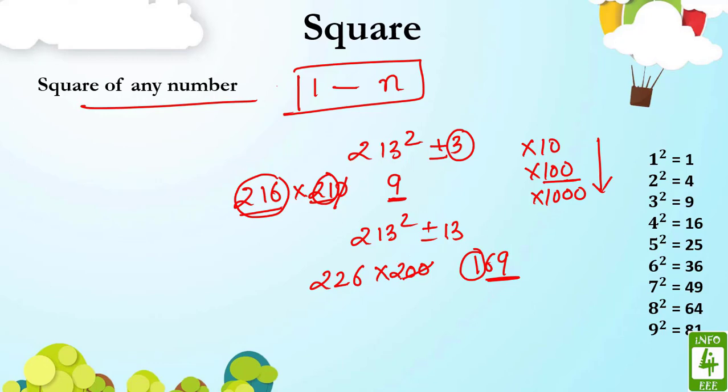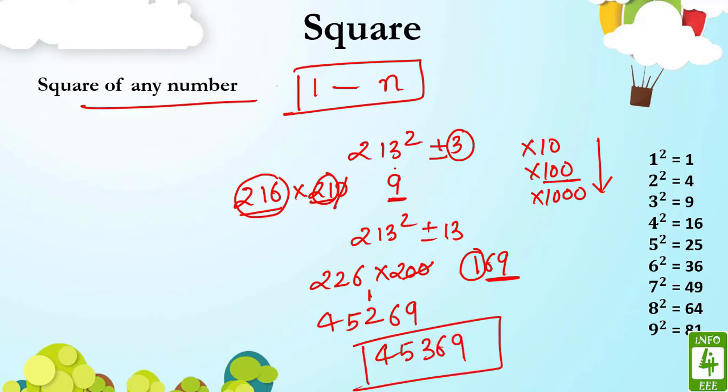So here you need to multiply 2 with 226. So it will become 452, right? And this one will go as a carry and 69 will come at the last. So the answer will be 45369. This will be the square of 213. So as I said, the bigger the multiple you make, the easier the question will become.